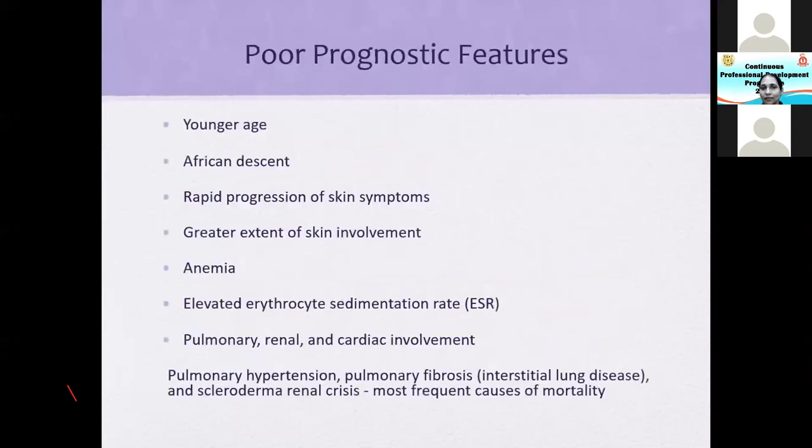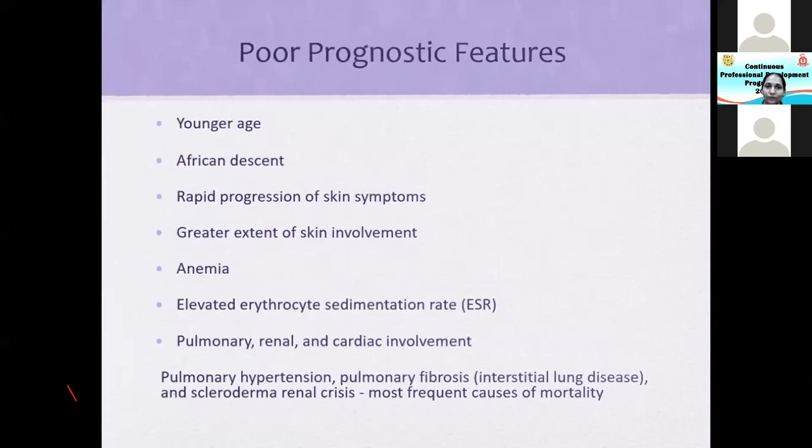There are some poor prognostic features in patients with systemic sclerosis: if they get this at a younger age, African descent, rapid progression of the skin symptoms, a greater extent of the skin involved, association with anemia, elevated inflammatory markers, and internal organ involvement, the pulmonary, renal, and cardiac. These indicate a poor prognosis.